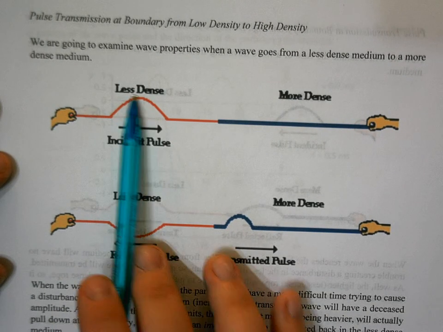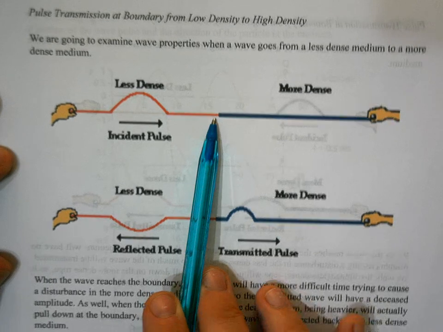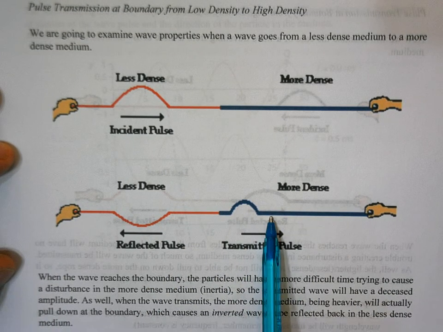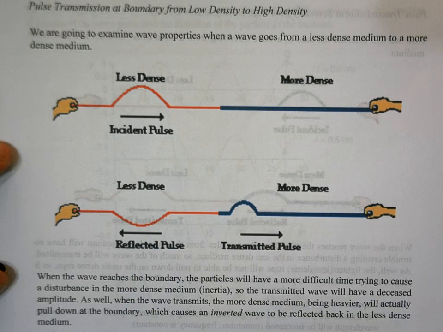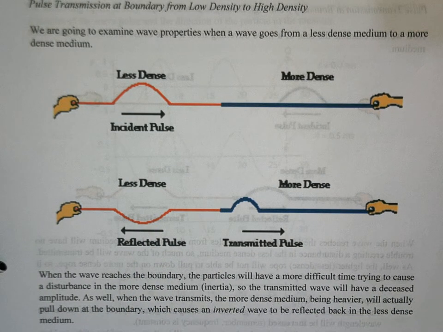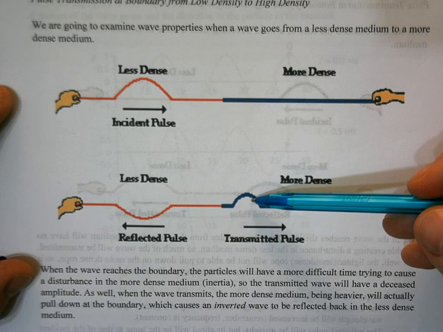So we're going to have our incident pulse. It's going to travel along. It's going to get to this interface or this boundary. So there's going to be a transmitted pulse into the more dense medium. And then there's going to be this reflected pulse that happens to be inverted. So the transmitted pulse is going to travel at a slower speed.